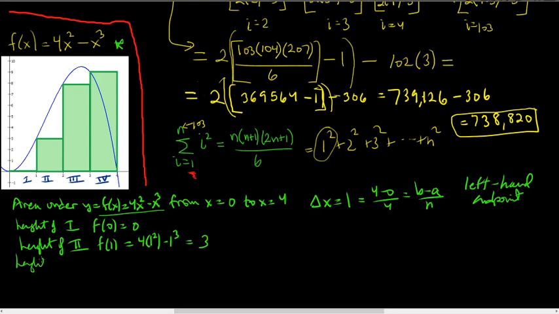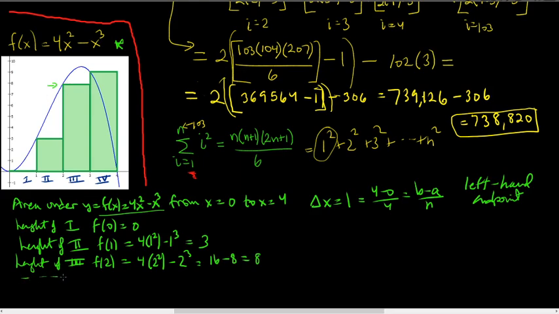What about the height of the third rectangle? Well, that's going to be f of 2. You can see that here, right? That's f of 2, and it looks to be 8, but let's just verify that. This is 4 times 2 squared minus 2 cubed. So 4 times 4 is 16, minus 2 cubed is 8. 16 minus 8 is 8. So, yep, I was right.